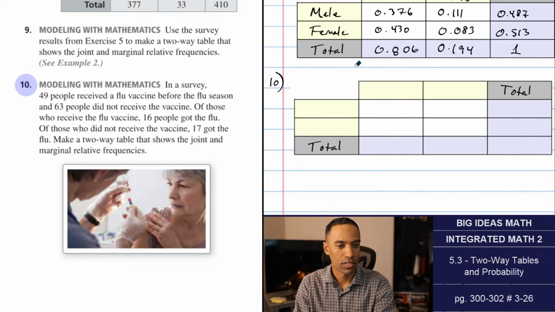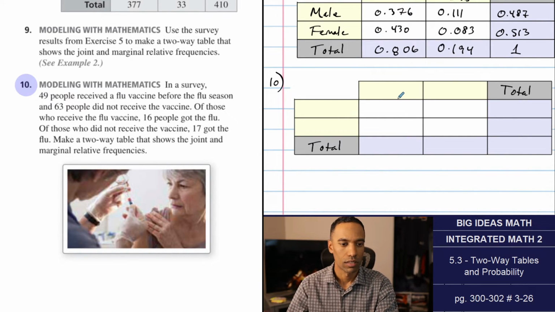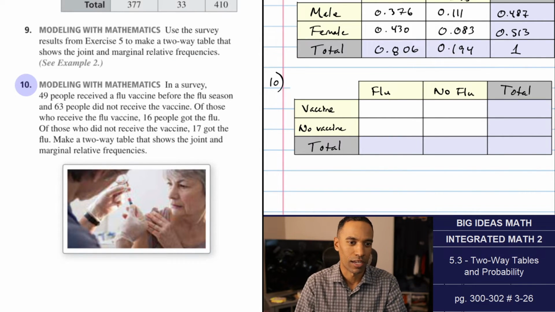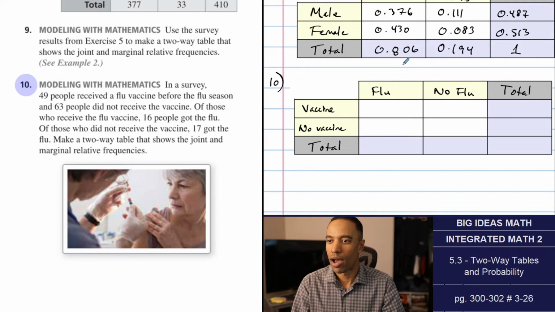Do they want the relative ones as well? Both sets. So we need... Okay, let's do this. Flu... Oh, well, hold on. Vaccine. No vaccine. Flu. No flu. To be fair to this book, this was made pre-COVID. All right.